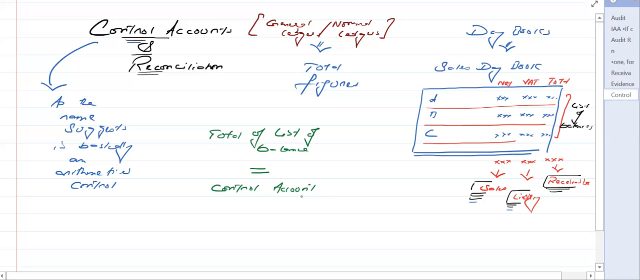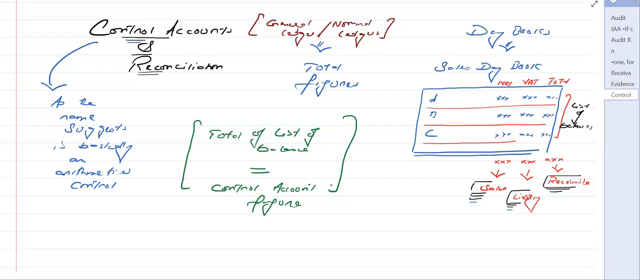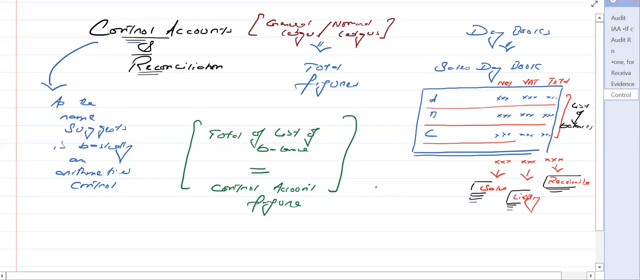Ideally, it should be equal to the control account figure, but if it is not, then that means there are some errors within the posting of those transactions. And then once you have identified those errors, you need to reconcile these balances. So the next step is the reconciliation. First, you make the control accounts, and then the next step is the reconciliation.